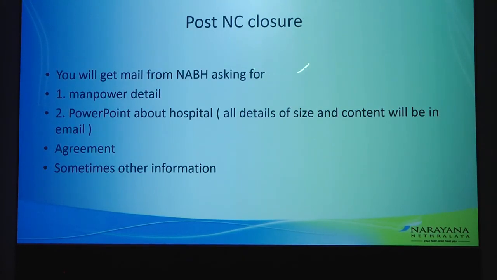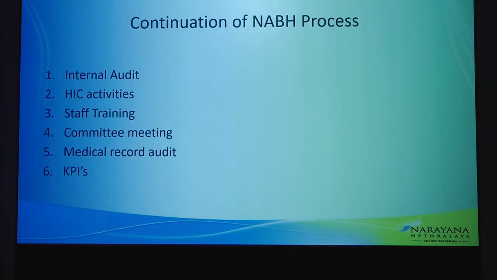So what will happen is, once this closure is accepted for the AC meeting, you will get a mail from NABH and they'll ask for certain things in a particular format. You would have already given those things, but you have to give them again in whatever format they want. Typically manpower details, a PowerPoint about the hospital, some agreements, and certain other things will come. This is because this PowerPoint will be presented before the AC. And when they want further details, your old data will be referred to. Okay.